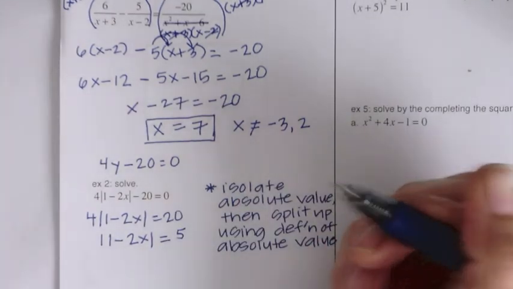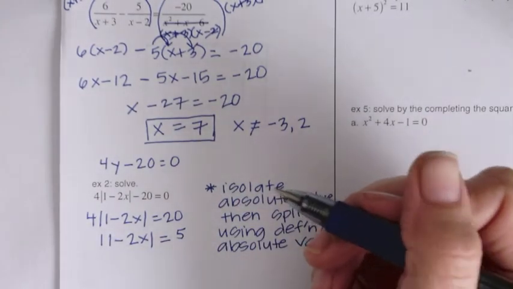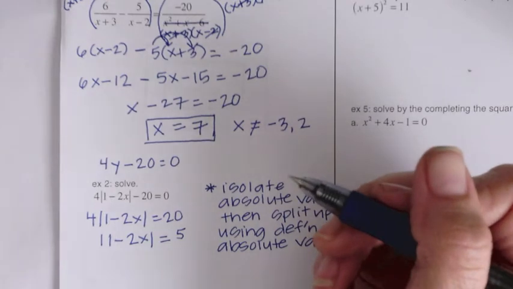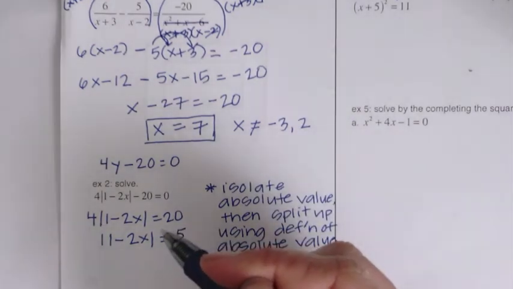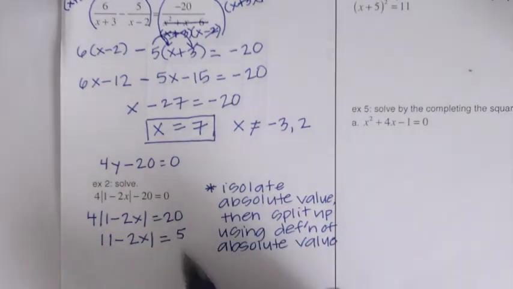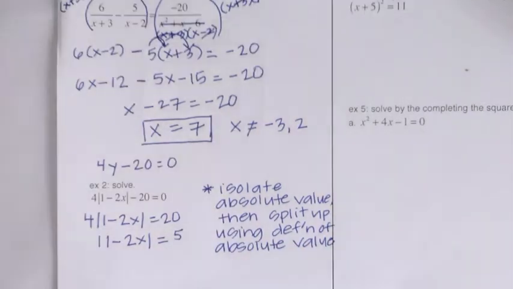And then this is where I probably differ from your previous teachers because there is a definition of absolute value that you should be aware of. So most teachers at this point just tell you split it up and make one positive and one negative, which kind of loses the definition of absolute value.